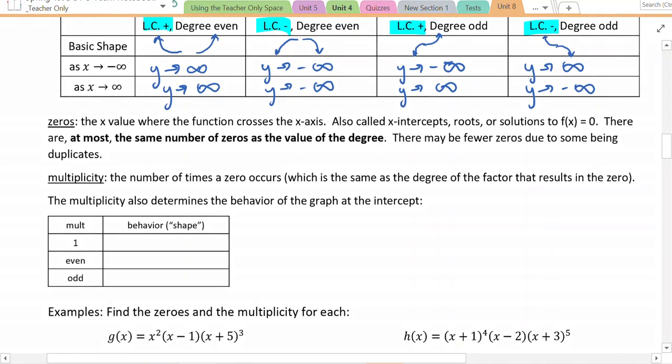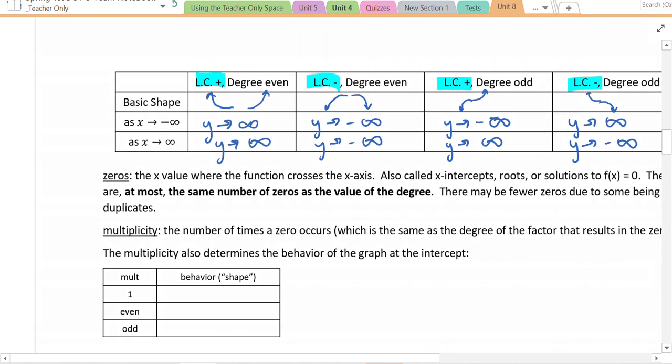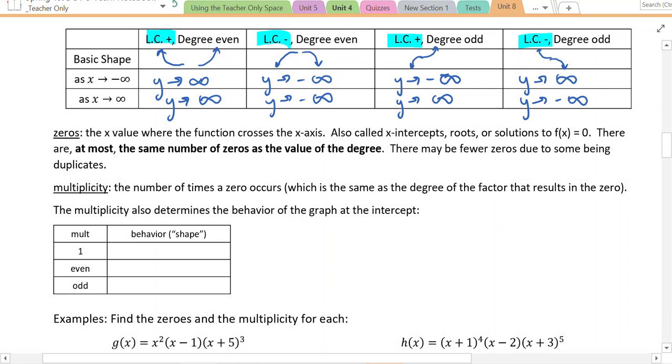Okay, so that's the first thing we can do. We can look at it now, and without touching a calculator and without graphing any points, we can get a general shape of it. So you can answer those end behavior questions without ever graphing it.